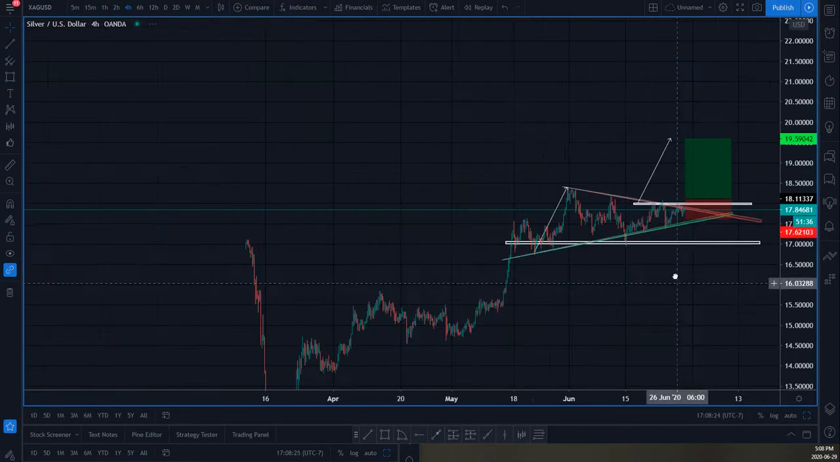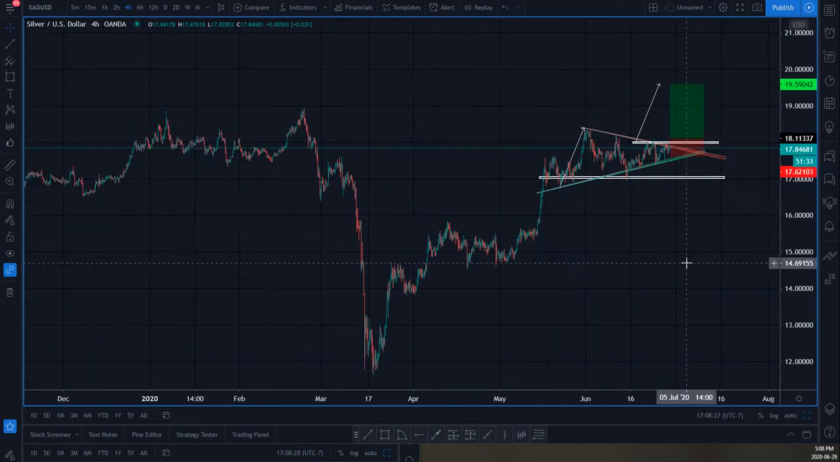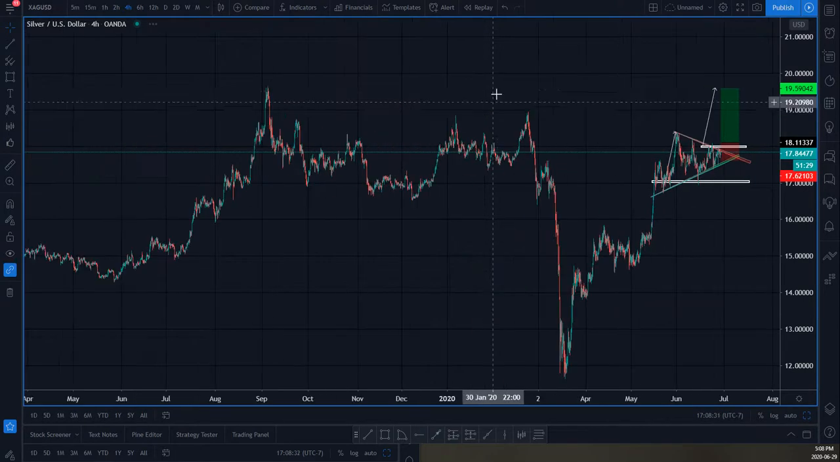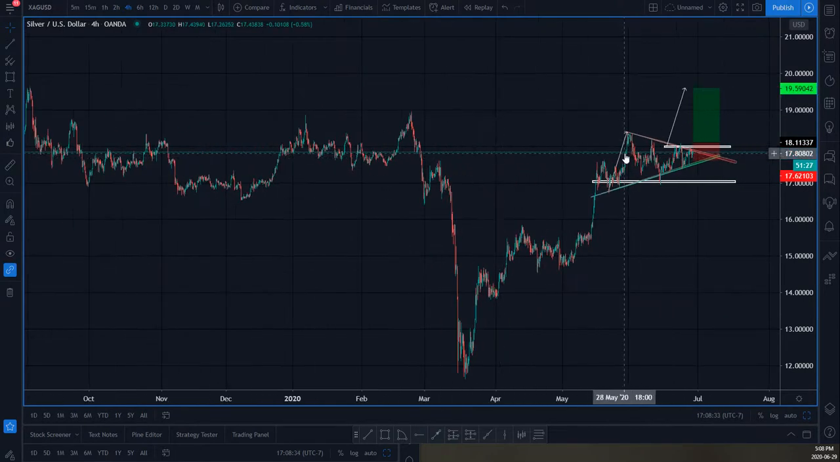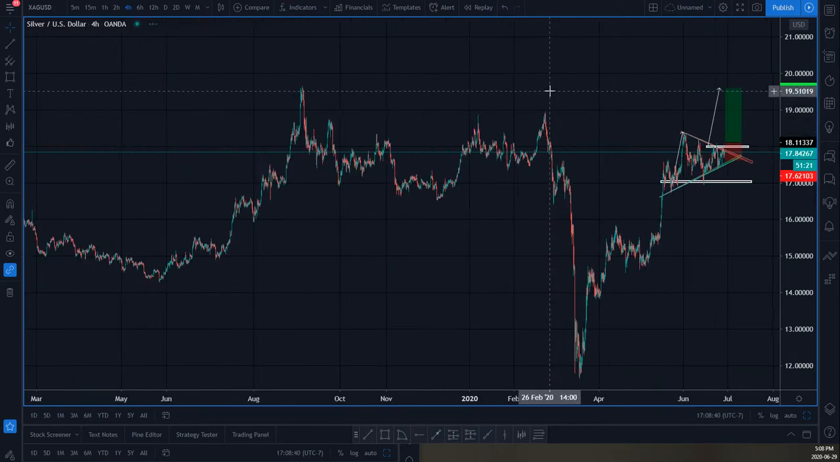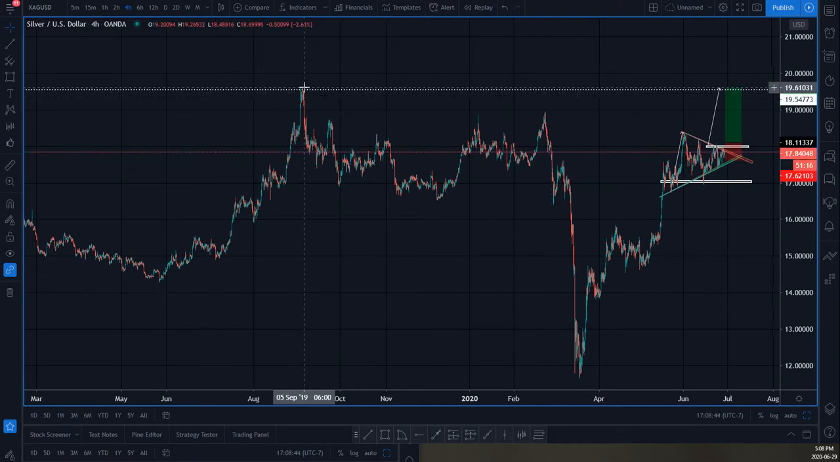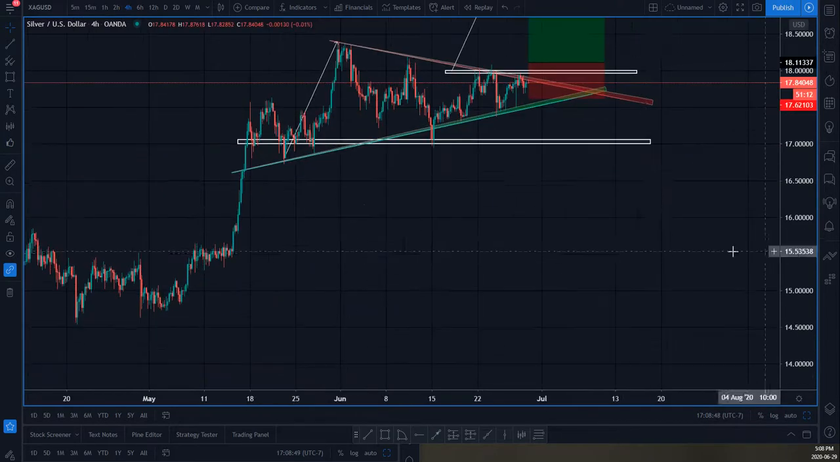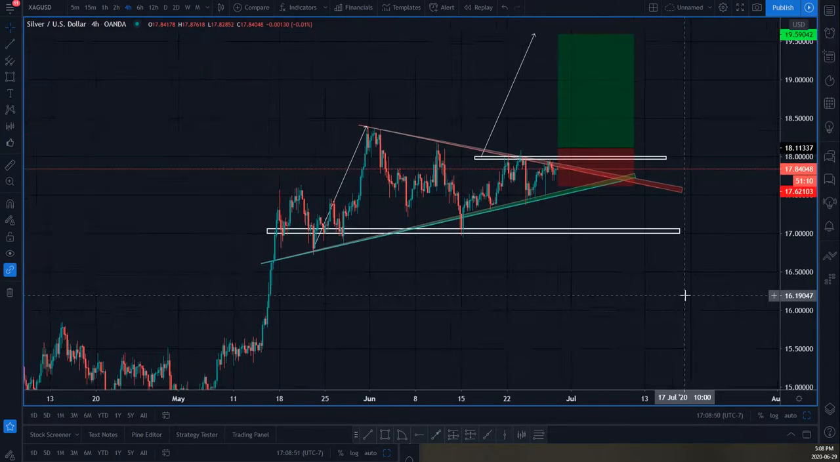So let's zoom out here a little bit, and we can see a very well respected symmetrical triangle, in my personal view, and the opening or size of the triangle, if it does break to the upside, is in line with this high right here at just under $20. This high right here is going to be the potential take profit of this trade if it does break and retest our current zone of resistance.